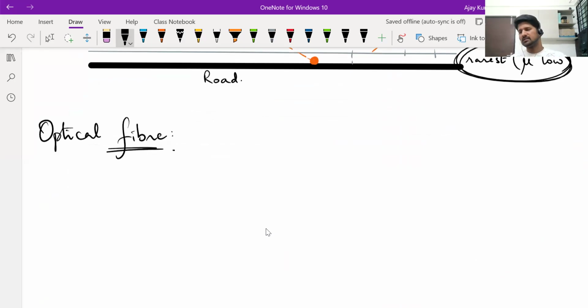So basically, optical fiber is a material into which, if light enters from one end, it can only leave from the other end. It doesn't leak through the walls of the material. So how does that happen? Let's see.